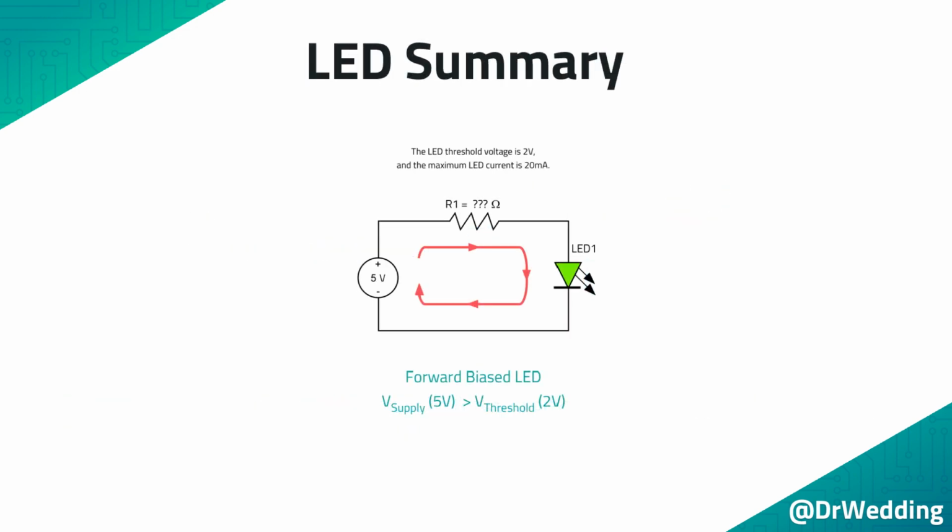Let's put all the pieces together. The LED shown here has a threshold voltage of 2 volts and a maximum current of 20 milliamps. First, verify the diode is forward biased, meaning the LED is pointing in the direction of conventional current flow. Second, verify the supply voltage is greater than the threshold voltage of the LED.